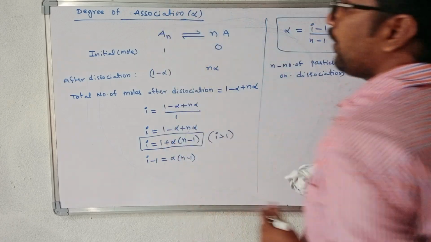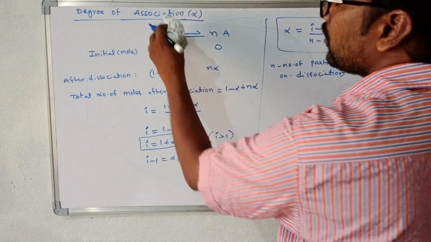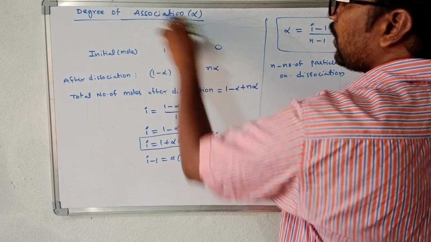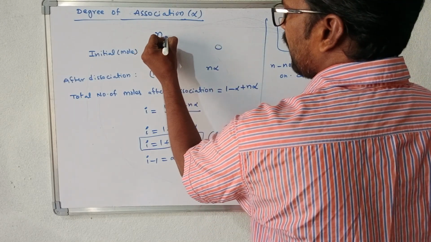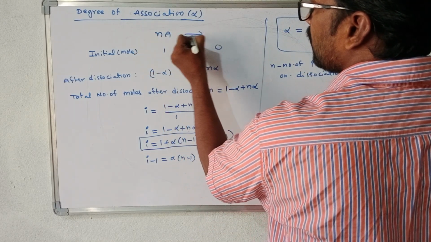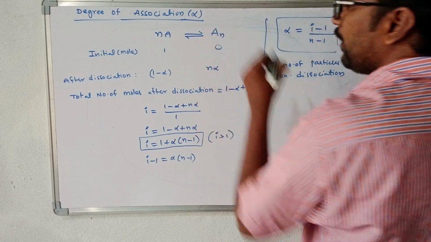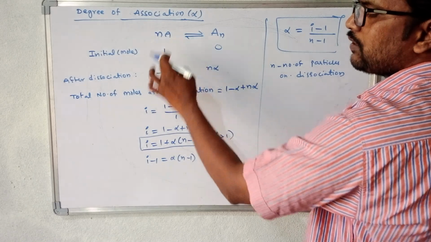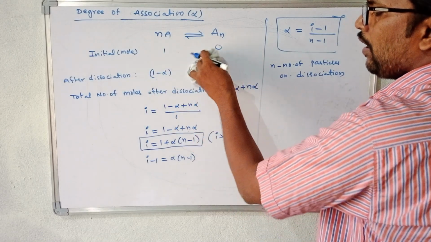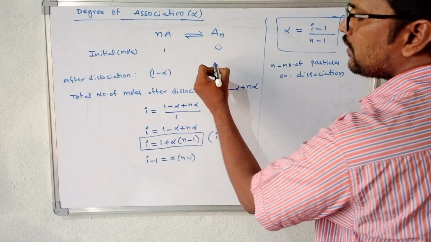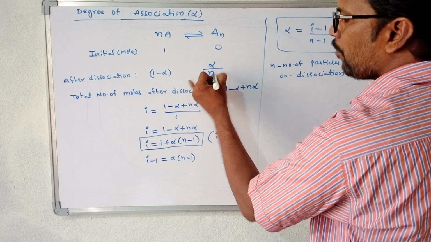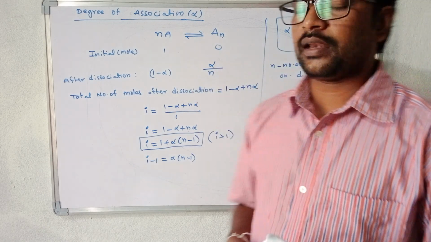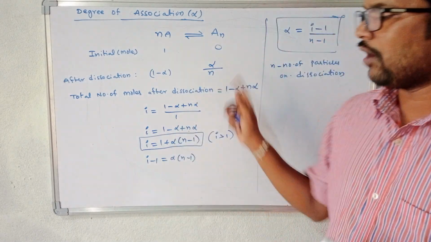Next we study about degree of association. In association, molecules combine. That means you take n molecules, and these can be combined into a single A_n. So here initial moles are 1 and 0. After association it can be present as 1 minus alpha, and here the number decreases. Association means combining, that's why the number decreases. So in that case we write alpha by n.